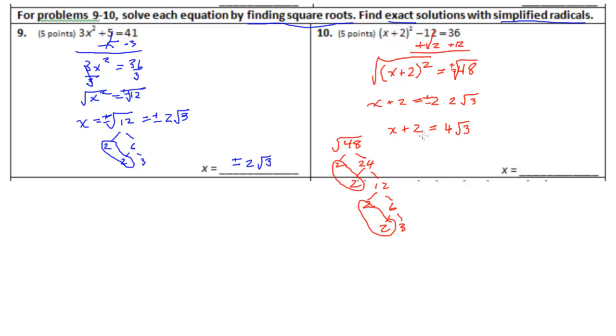Now, we're not done. We want to know what x is, so we subtract 2 from both sides. And we get x is equal to negative 2 plus or minus 4 square root of 3. Negative 2 plus or minus 4 root 3.